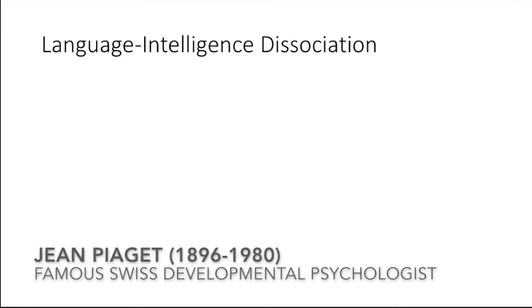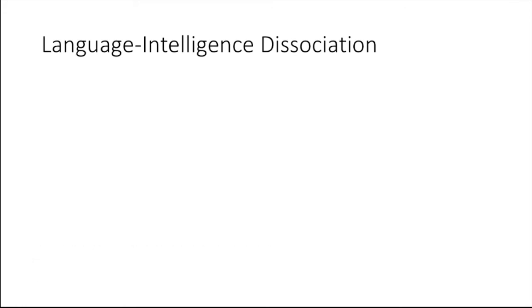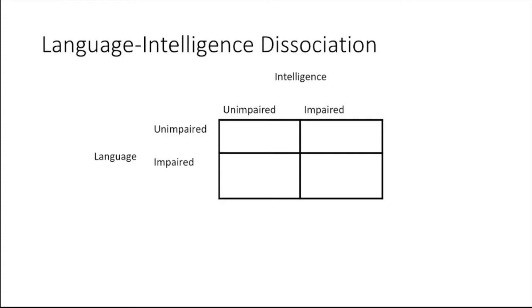Okay, back to Smith and language. Smith wants to argue against the view expressed by many people, such as Piaget and others, that language is just an expression of general intellectual ability. So one powerful argument against this view would be the existence of dissociations between language and intellectual ability.